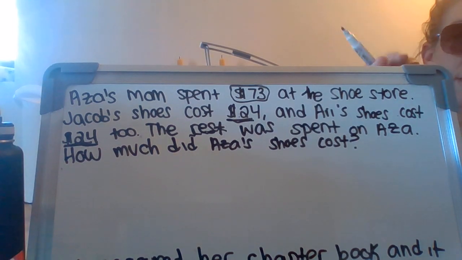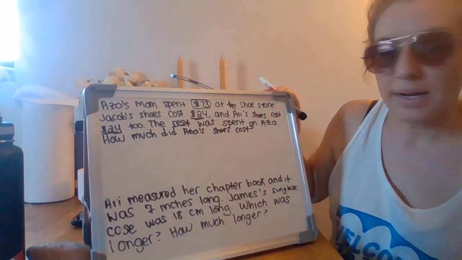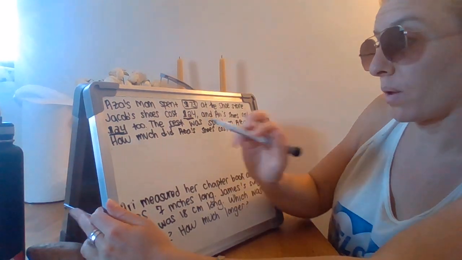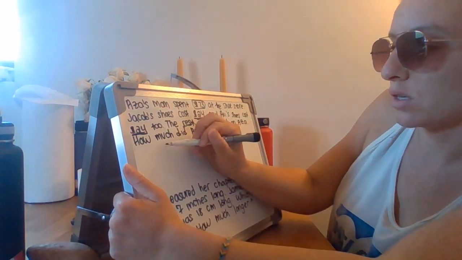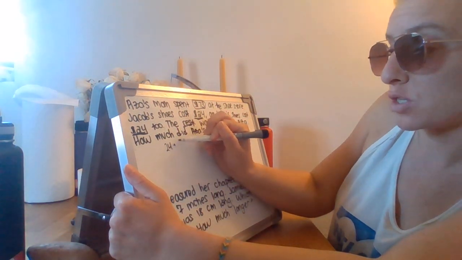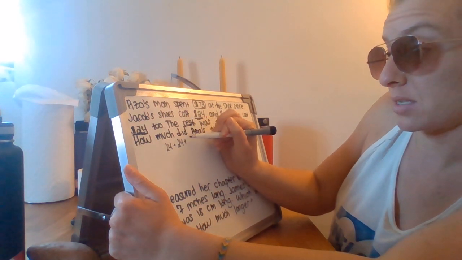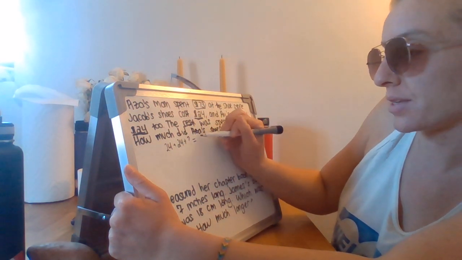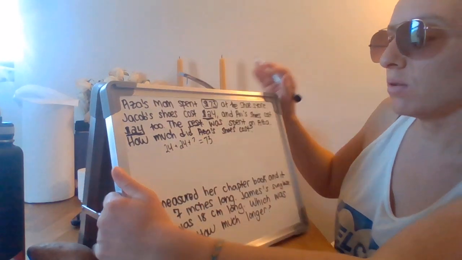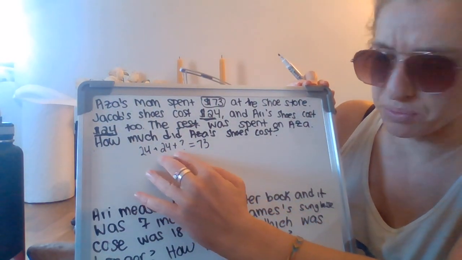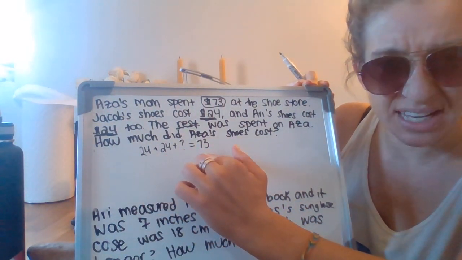Okay, let's jump into solving this problem. So I know that 73 is my total, and I know that 24 plus 24 plus question mark are our parts. So right now I have 1, 2, 3 parts and one whole. Is that going to work?